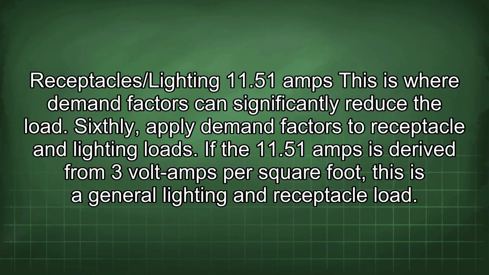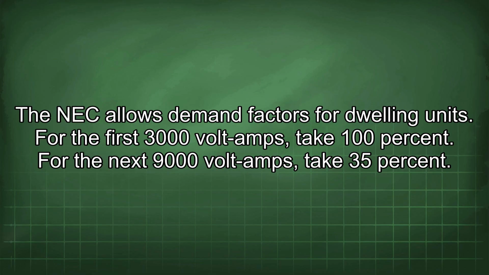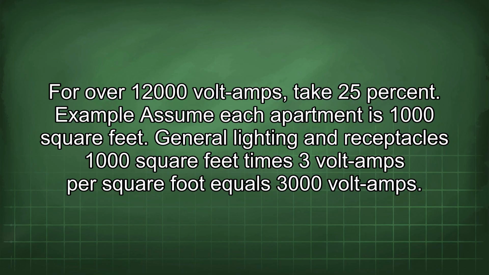Sixthly, apply demand factors to receptacle and lighting loads. If the 11.51 amps is derived from 3 volt amps per square foot, this is a general lighting and receptacle load. The NEC allows demand factors for dwelling units. For the first 3000 volt amps, take 100%. For the next 9000 volt amps, take 35%. For over 12,000 volt amps, take 25%. Example: assume each apartment is 1000 square feet.